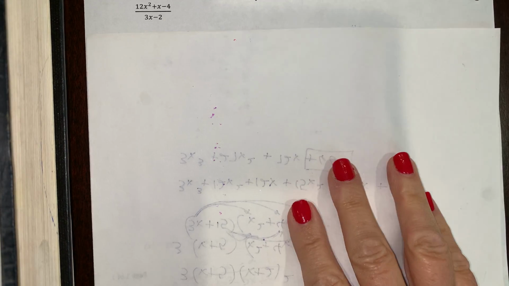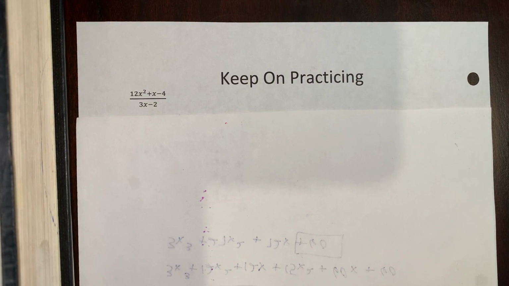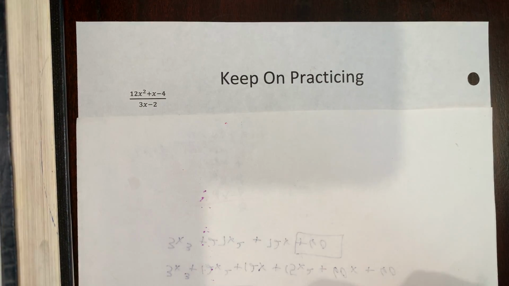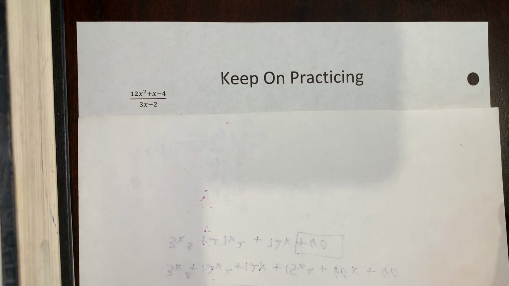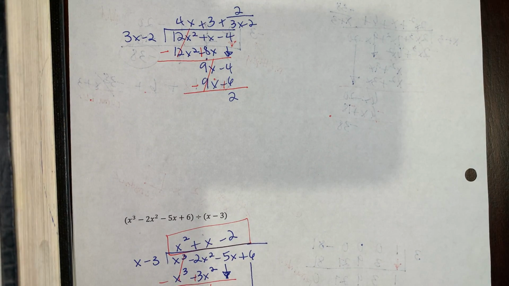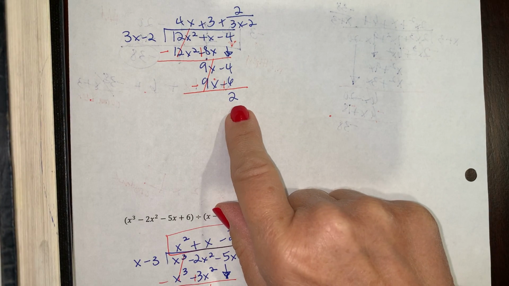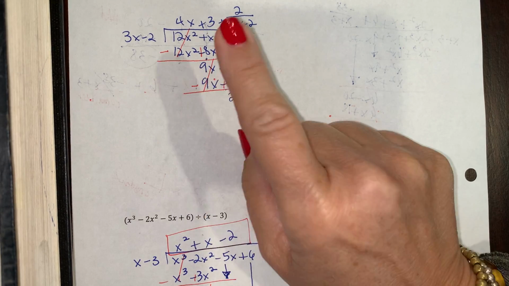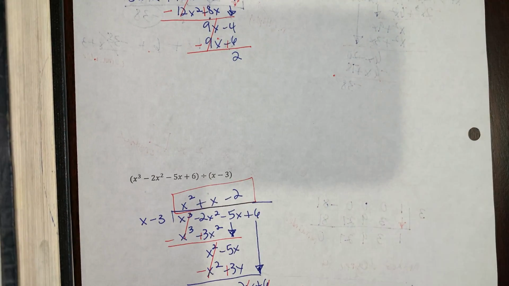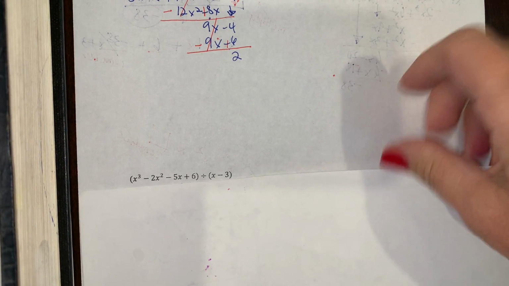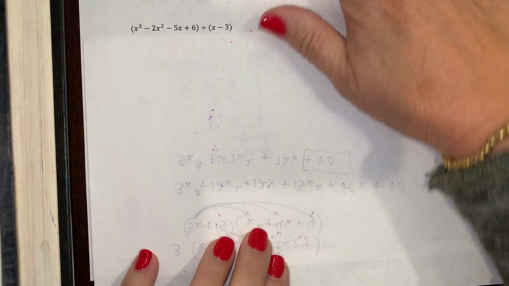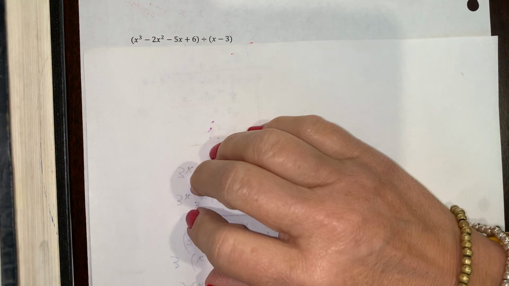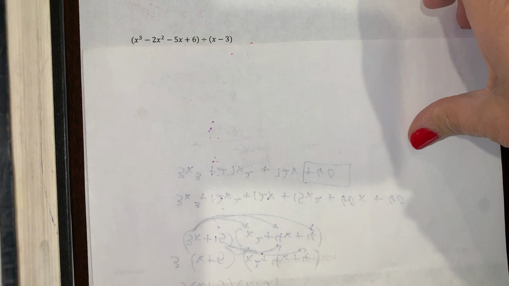So if you will, pause the video, try to do this problem, and then check your work. Okay, so this one did have a remainder of positive 2. Just remember that when you're multiplying, you need to change the sign. That's what most people forget to do. All right, so then, sorry about that, I should have covered that up. Try this problem, pause your video, and then check your work.